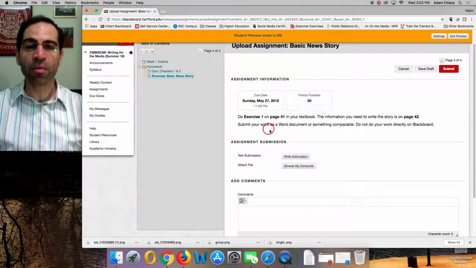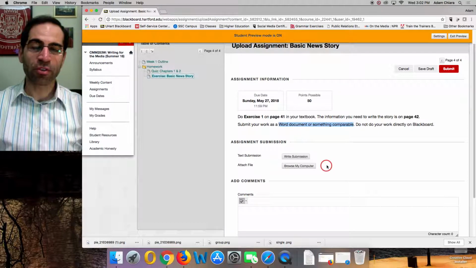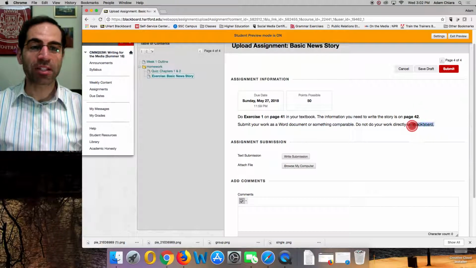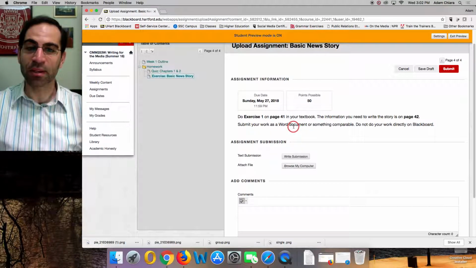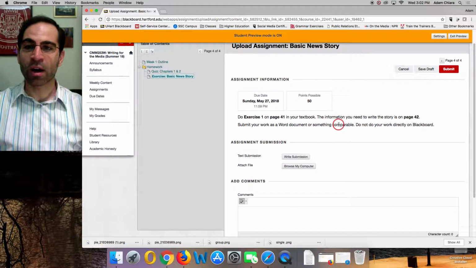So you're going to submit your work as a Word document or something else that's similar. I know if you're using a Mac, you could use the program that writes like a Word document on a Mac. Basically, what I'm telling you is do not submit it directly on Blackboard. Do not write your answers in Blackboard. You have to put it in some kind of document and then attach the document. Word document is ideal, but if you have another program, that's fine. I have to be able to open some kind of attachment though. And together those two equal 100 points.